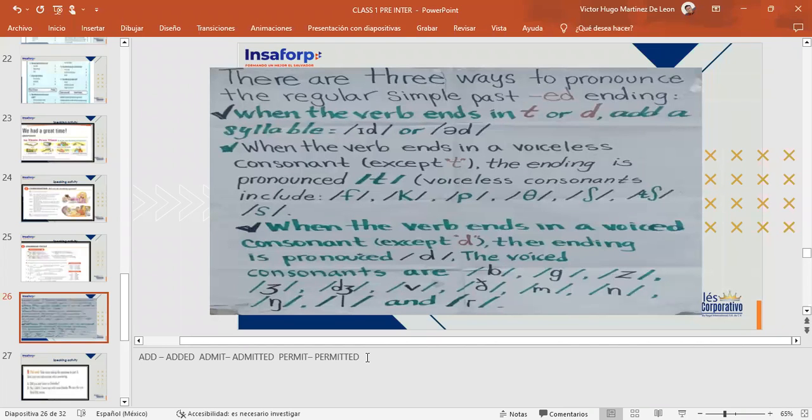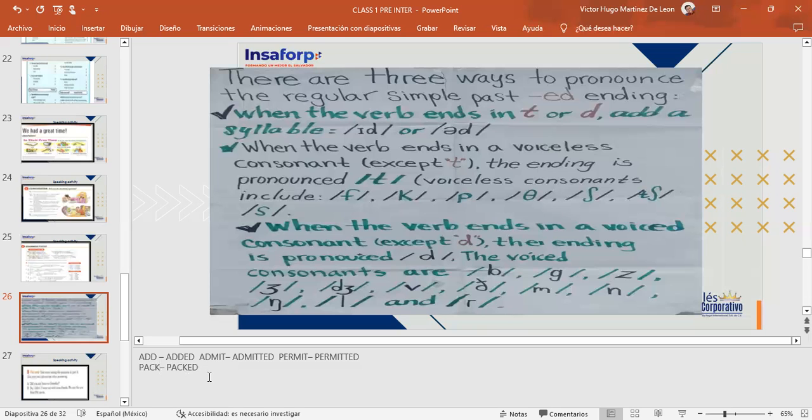Ok, teacher, let me see. So, we need to know what happened with this. So, let me see this verb, pack. Aquí es verbo, ok, pack. O sea, empacar. Cuando pase al pasado, yo agregué ED, packed. Esta ED va a sonar T, packed. Packed. ¿Ok? ¿Comprende?